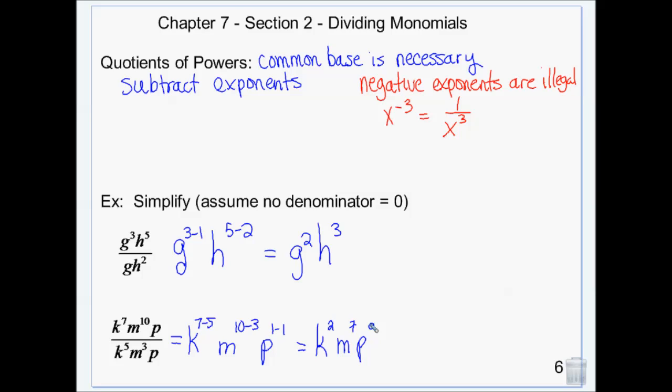But p to the 0 means we have no p's. So it's k squared m to the 7th, and the p's have gone away. They canceled each other out. And you don't have to write these two parts in. If you have 1 and 1, they cancel each other out. So you can just get rid of it.